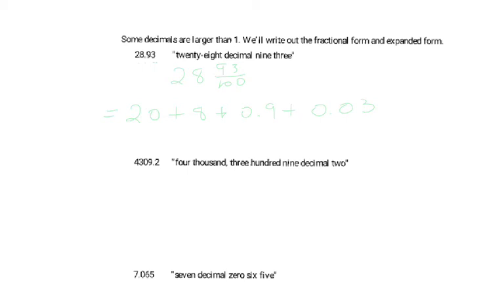4,309 decimal 2 is equal to 4,309 and 2/10. It's also equal to 4,000 plus 300 plus 9 plus 0.2.